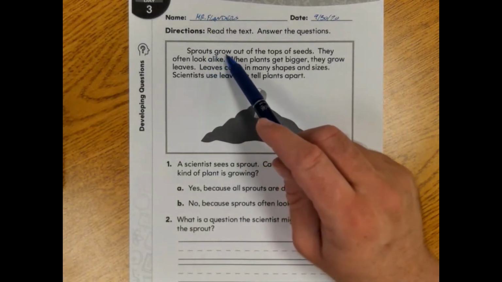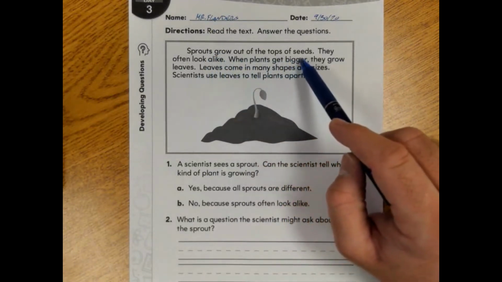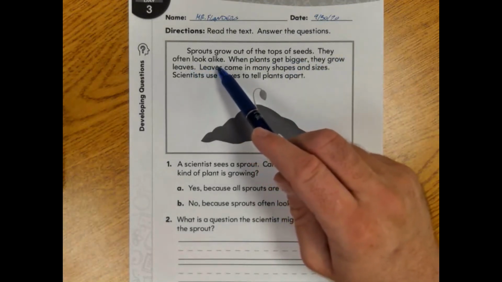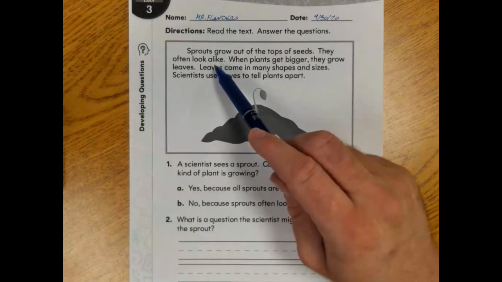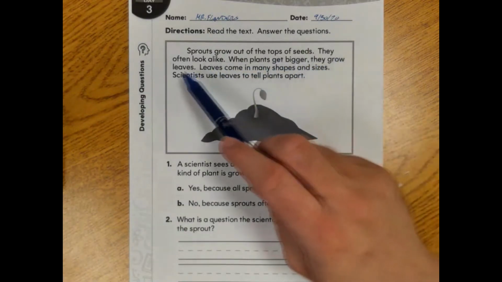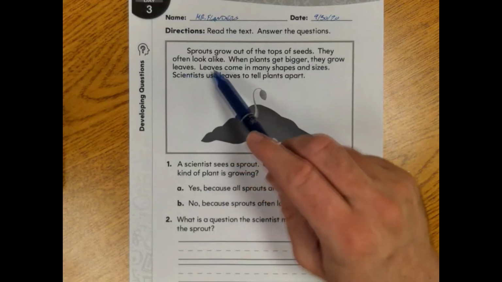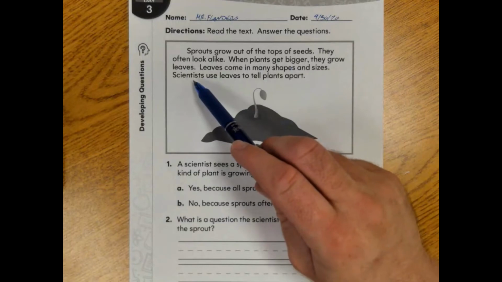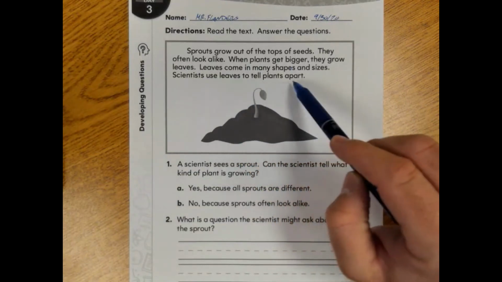Sprouts grow out of the tops of seeds. They often look alike. When plants get bigger, they grow leaves. Leaves come in many shapes and sizes. Scientists use leaves to tell plants apart.